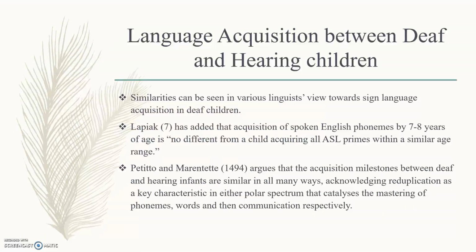Petito and Marentette also argue that the acquisition milestones between deaf children and hearing infants are similar in many ways, acknowledging reduplication as a key characteristic in either polar spectrum that catalyzes the mastering of phonemes. So we know that reduplication happens in deaf children in their language acquisition, but it also happens in the language acquisition of hearing children. So it is a common thread in terms of language acquisition in general.